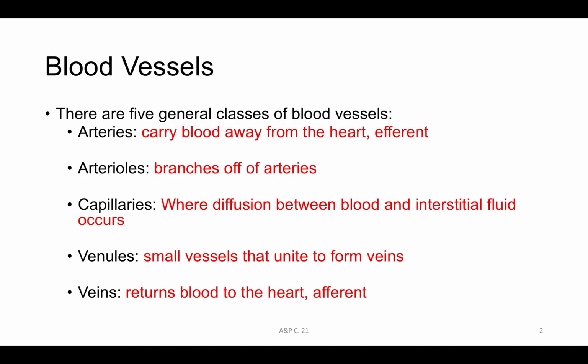We have arterioles, which are the smallest branches off of our arteries. We have capillaries. Capillaries is where gas exchange is going to happen, where we're going to drop off oxygen at our cells and tissues and pick up carbon dioxide. And then we have venules, which are the smallest branches that are going to come together to form our veins. And we have veins, which return our deoxygenated blood to the heart, and we refer to them as afferent vessels.